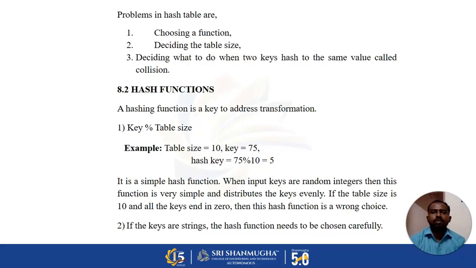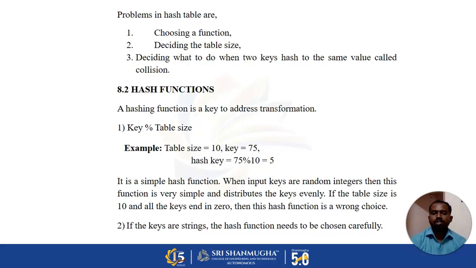Next, problems in hash tables are choosing a function, deciding the table size, and deciding what to do when two keys hash to the same value, called a collision. The hash function is the key to address transformation: key modulo table size. For example, table size equal to 10, key equal to 75, hash of 75 is 75 mod 10 equal to 5. It is a simple hash function. When input keys are random integers, this function is very simple and distributes the keys evenly. If the table size is 10 and all the keys end in 0, then this hash function is a wrong choice.